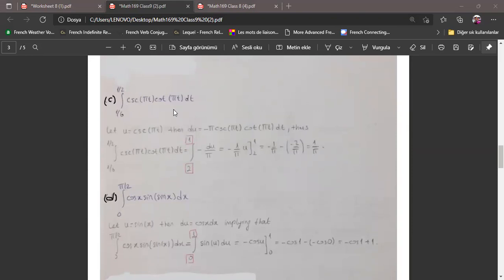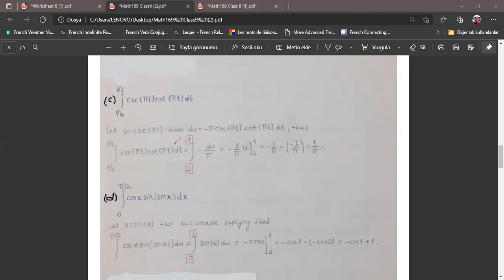Now we have this integral. We first substitute u equals cosecant pi t, and then du is equal to this one, right? You need to know how to take the derivative of this function. We did that before, though. We need to know them. So we have this equality then, right?